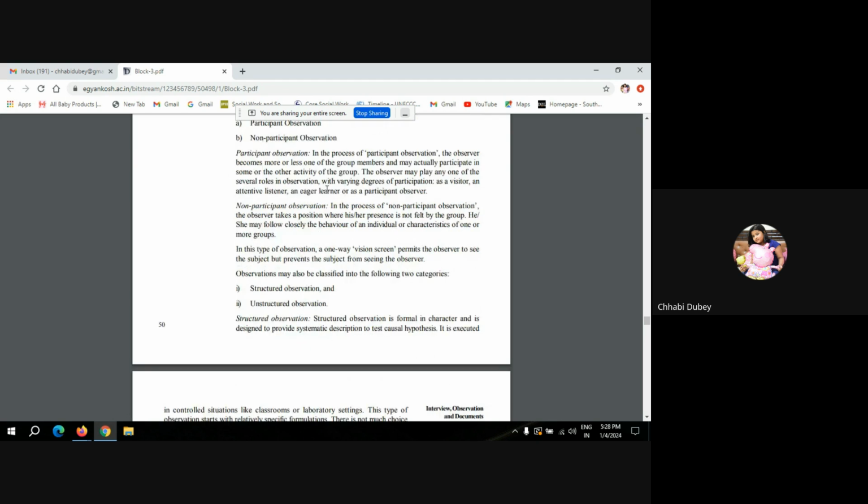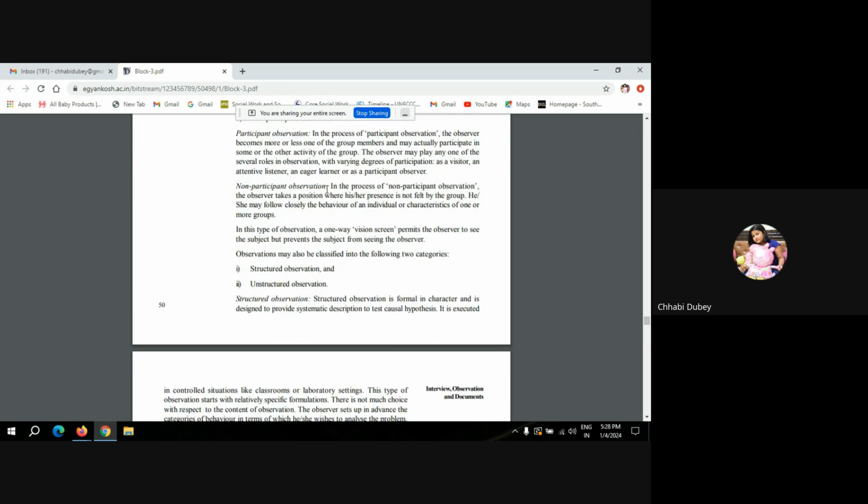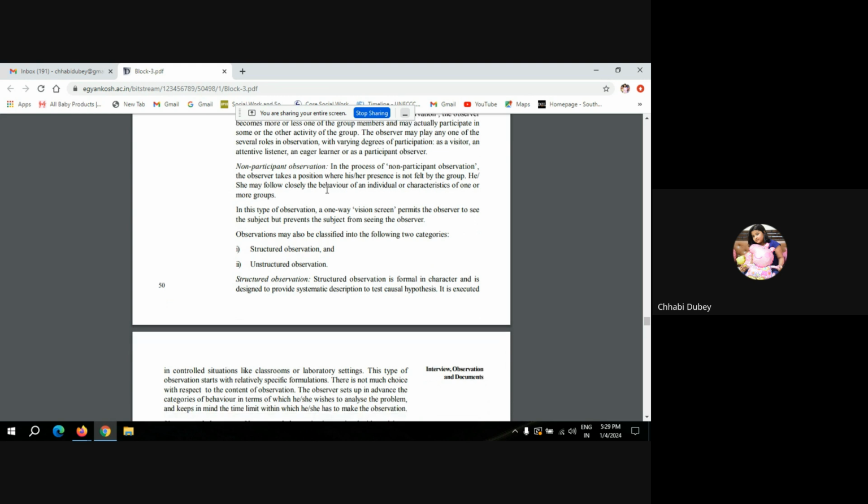Now, observations may sometimes also be classified into two categories. One is the unstructured observation, and second is the structured observation. Structured observation is generally very formal and designed to provide a systematic description or to test causal hypotheses. Generally they are executed in very controlled settings, like closed classrooms or laboratories, and these are relatively with specific formulations.